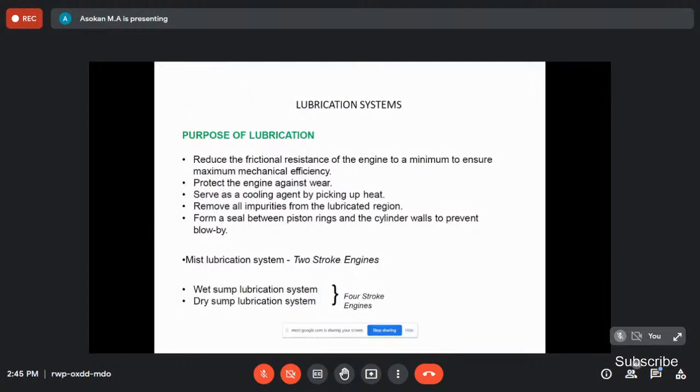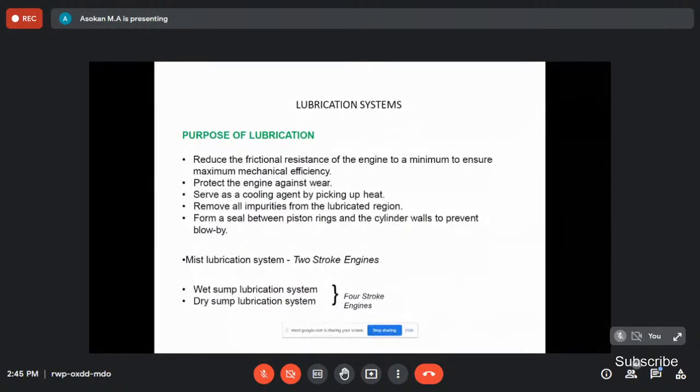If there is no seal, then due to this gap, the fuel mixture directly goes to the crankcase. That is called the crankcase blow-by. There are different lubrication systems: the mist lubrication system or petrol lubrication system, a wet sump lubrication system and a dry sump lubrication system.